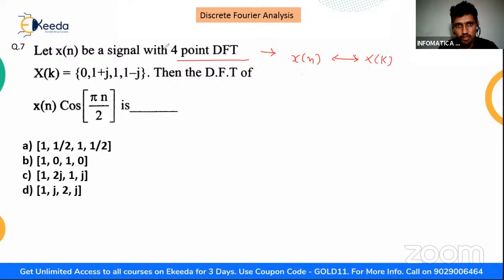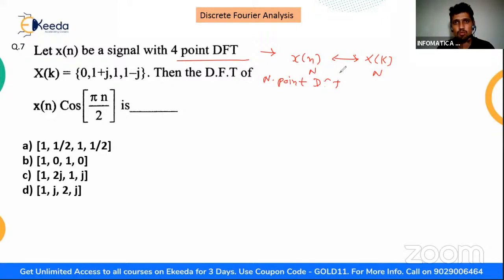both are periodic with this period N. If we talk about N-point DFT, then this will be periodic. Both will be periodic with period N. So this is the basic thing.